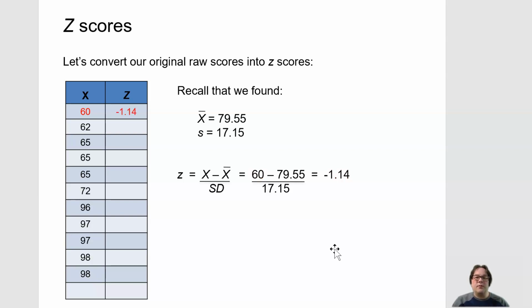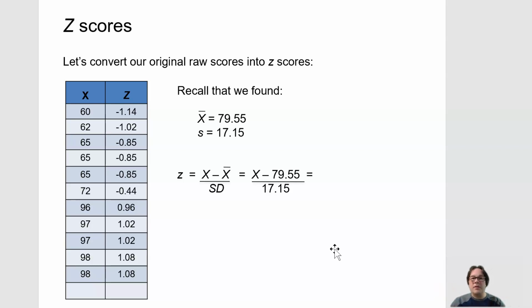Okay, so we can just go ahead and fill in our z column here, and we're going to do this for each raw score. So we have a 62 next. 62 minus the mean divided by the standard deviation, and we get a z-score of negative 1.02. Still not great, right? We're still more than one standard deviation below the mean, so still not a great score. And we can do this for each one of our scores, just plug and chug.